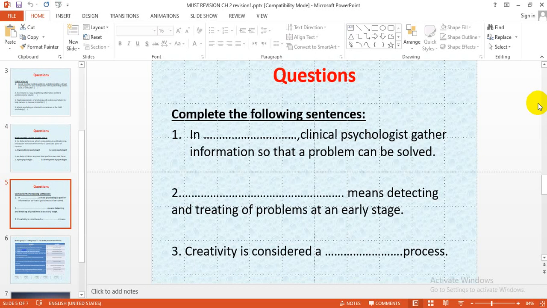Question number two, fill in the space: it means the detecting and the treating of problems at an early stage. Which type of prevention? Which means detecting and treating of problems at an early stage. Number three: creativity is considered a process. Which kind of process? Creativity is considered a which kind of process?